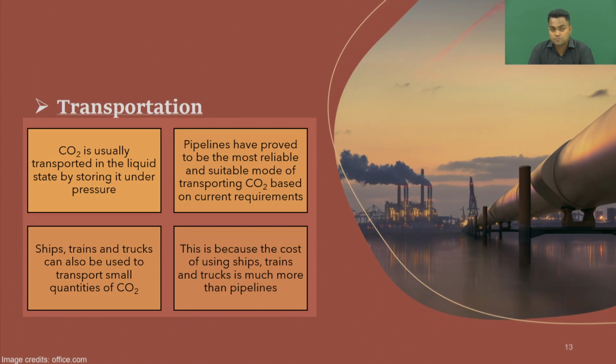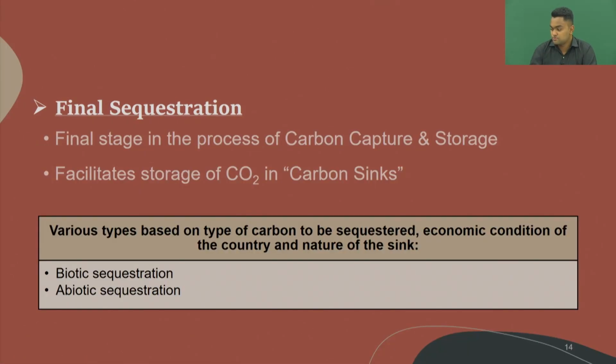The next step is transportation. Transportation of carbon dioxide can be done easily using pipelines. Since we already have experience in transporting natural gas using pipelines, transporting carbon dioxide does not prove any additional hazards. Small quantities of carbon dioxide also can be transported using ships. The final step is called sequestration or storage. It facilitates the storage of carbon dioxide in carbon sinks. It can be done via biotic or abiotic means.